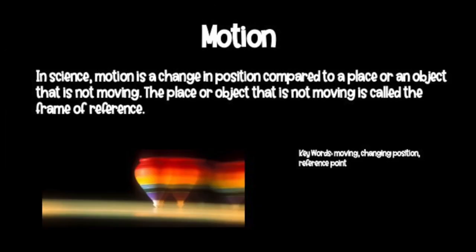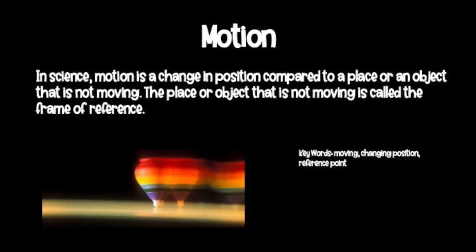In science, motion is a change in position compared to a place or an object that is not moving. The place or object that is not moving is called the frame of reference. Some keywords include moving, changing position, and reference point.